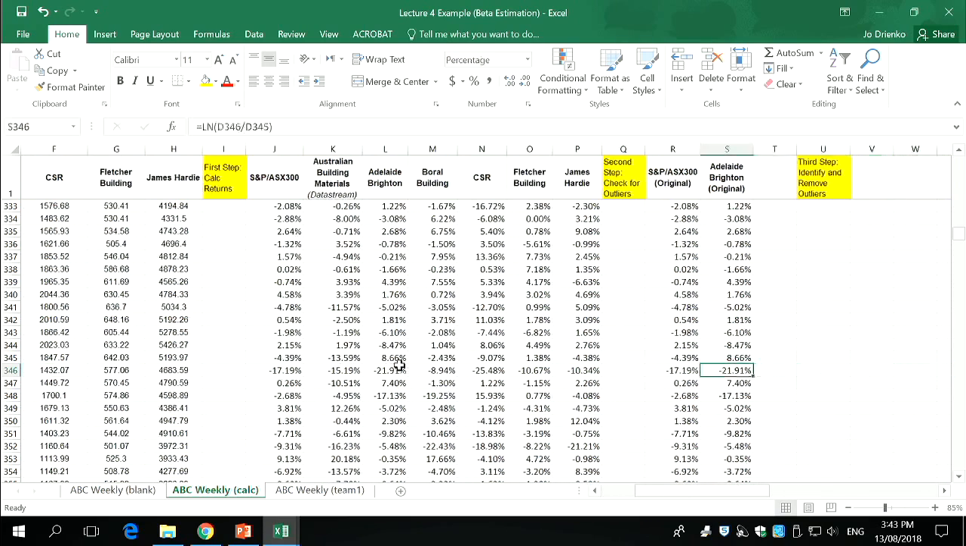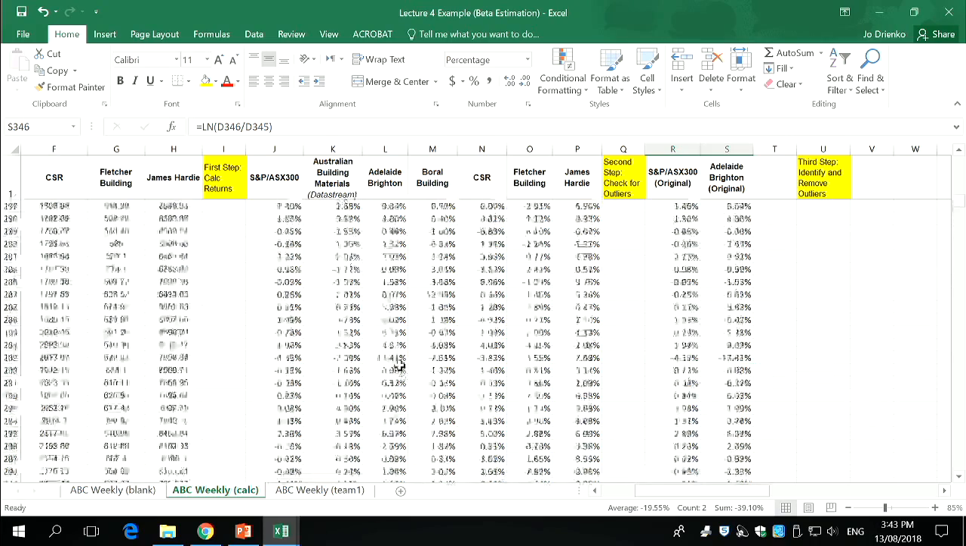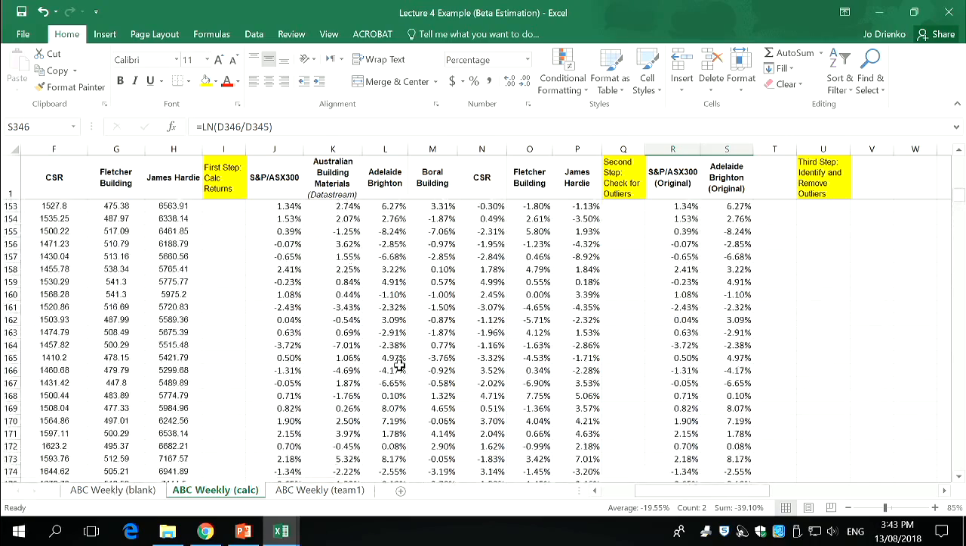It's not. It's just a bad week. These are weekly returns. Bad week to be an investor. You lost 18% of your market portfolio and 22% of your value if you were an Adelaide Brighton shareholder. Ouch. Not good. You were not happy that week. Right? So it looks like an outlier, but it's not. It's just a bad week to be an investor.